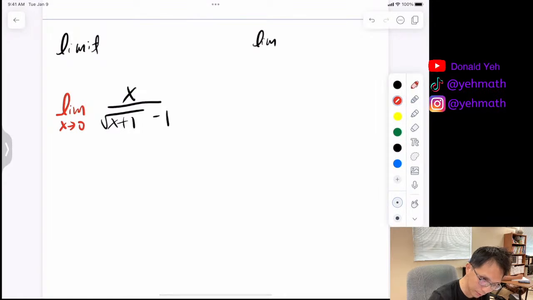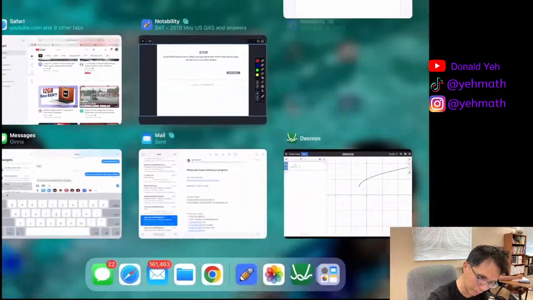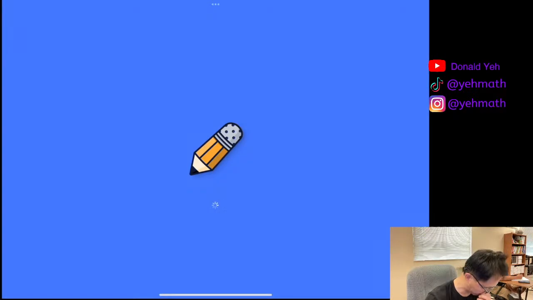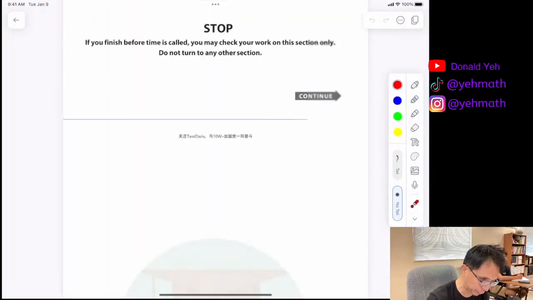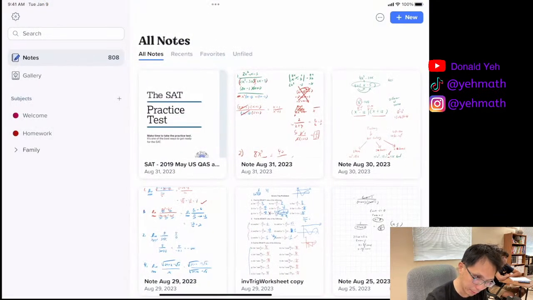Why is it not working? Okay, it's working now. What happened to my old notes?